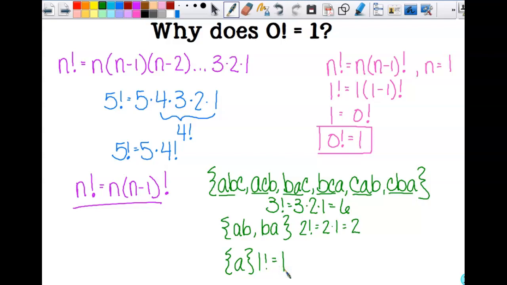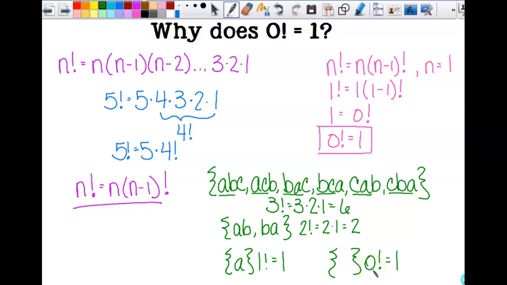But what if I have nothing? Here's my empty set full of nothing. How many different ways can I arrange my set of nothing? There's exactly one way, and it's the empty set, so 0 factorial equals 1. How many ways can I arrange one thing? There's one way. How many ways can I arrange nothing? There's one way. It's the empty set. That's why these 2 have the same value.